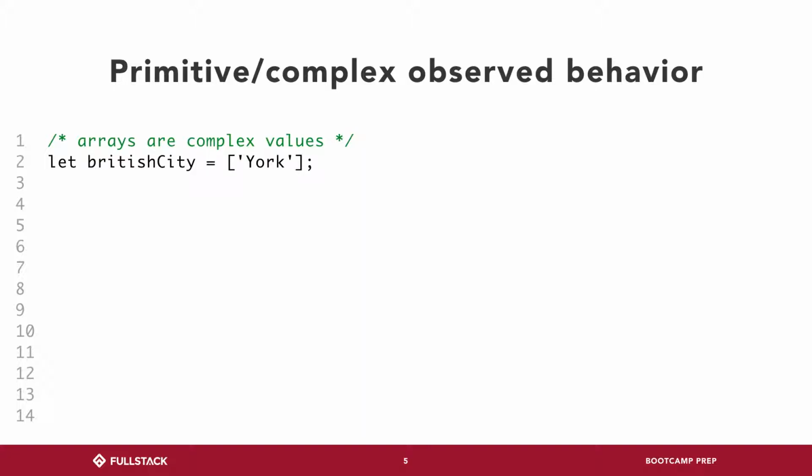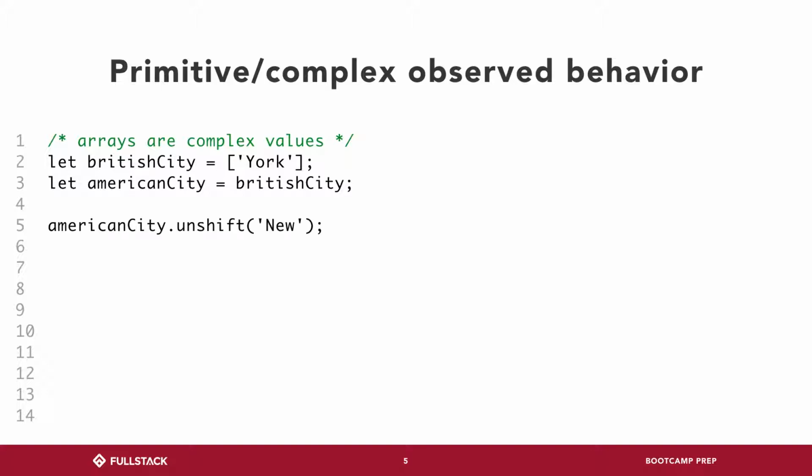Arrays are complex values. So we do the same thing here. We create two variables where British city is equal to the array with the string value York on the 0th index. Then we say American city is equal to British city. This is going to operate a little differently. So we then unshift new off of what is known as American city. Now when I go to log out British city, what do we think we're going to see? I'm sorry?